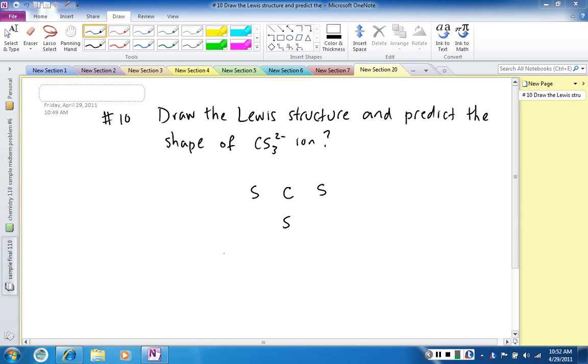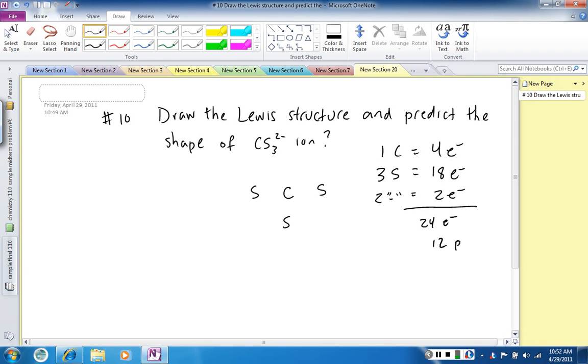The first step is to find your valence electrons. We've got 1 carbon, which is 4 electrons. We have 3 sulfurs. Each sulfur has 6, so that gives us 18. And 2- will give us 2 extra electrons. So that brings our total to 24 electrons, which is 12 pairs.